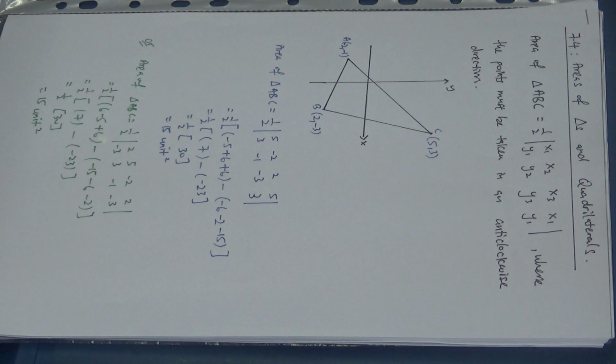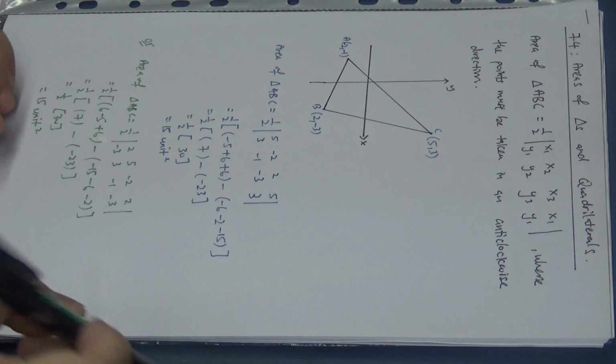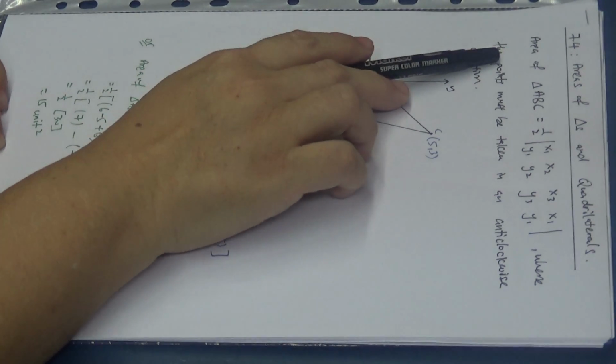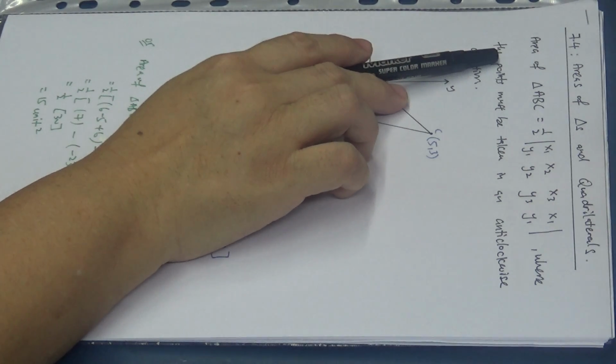Good morning, class. Today we are going on to section 7.4 of your A-Maths, okay? And we are going to do areas of triangles and quadrilaterals, okay? Now, for areas of triangles, the formula is given on page 181.